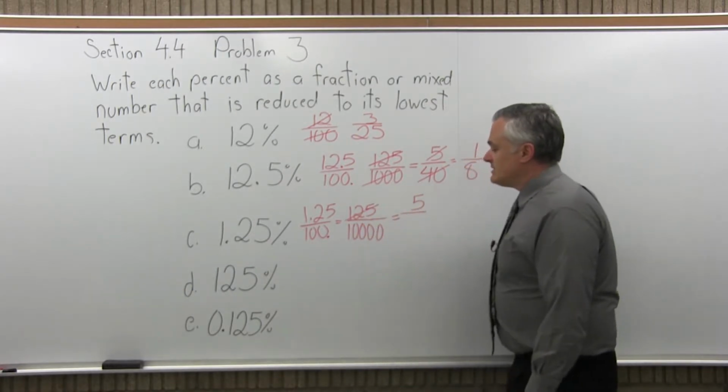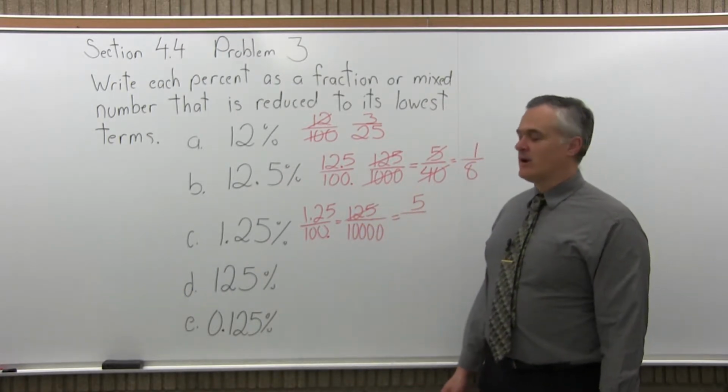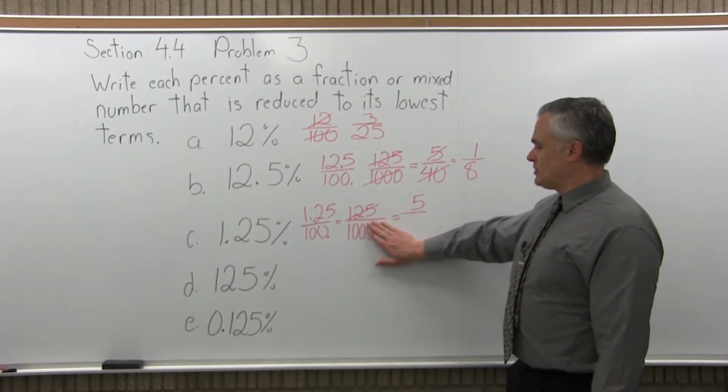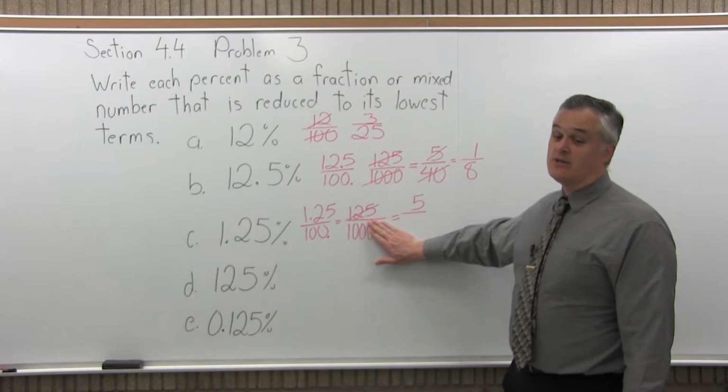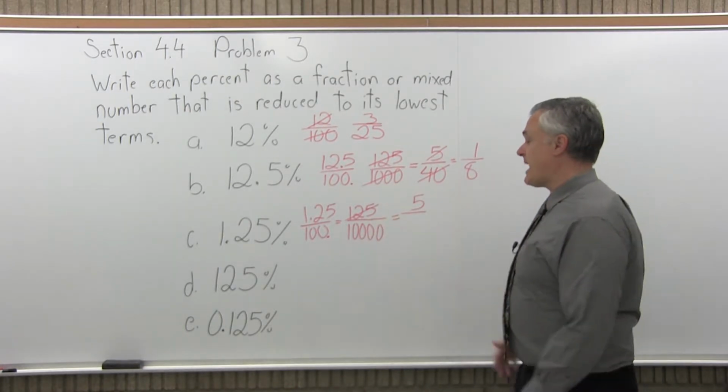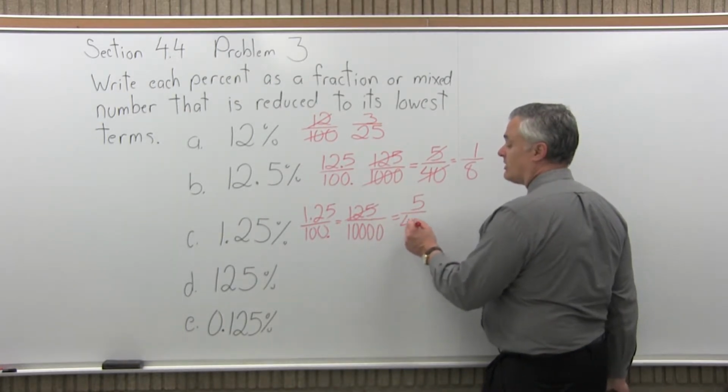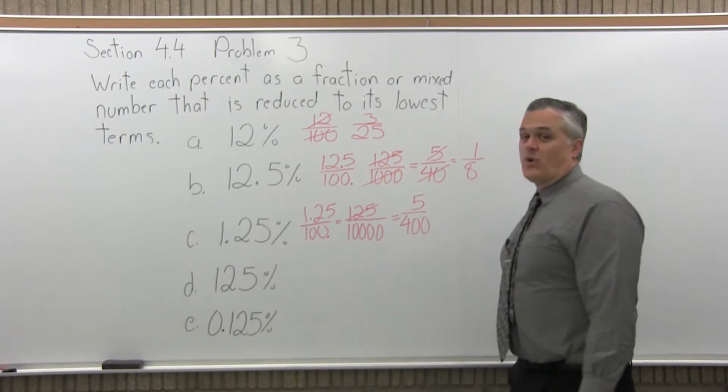Into 10,000, that's tougher. So again, just temporarily ignore two of the zeros. 25 divides into 100. I know that's 4. Put the two zeros back. 4 with two zeros after it is 400. So I have 5 over 400.